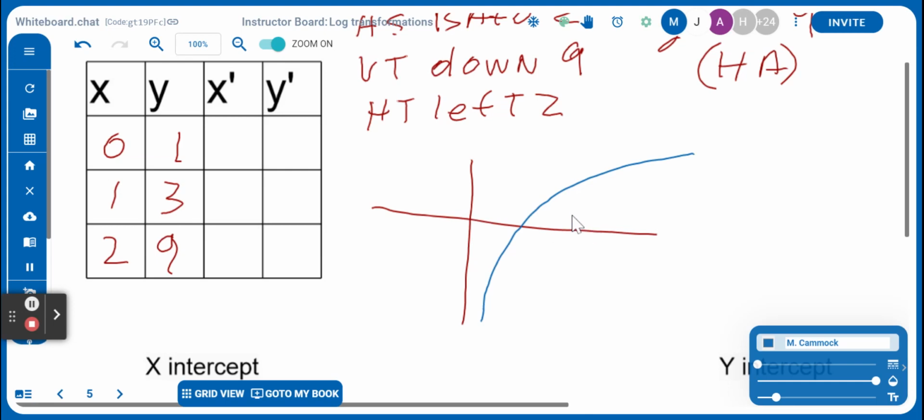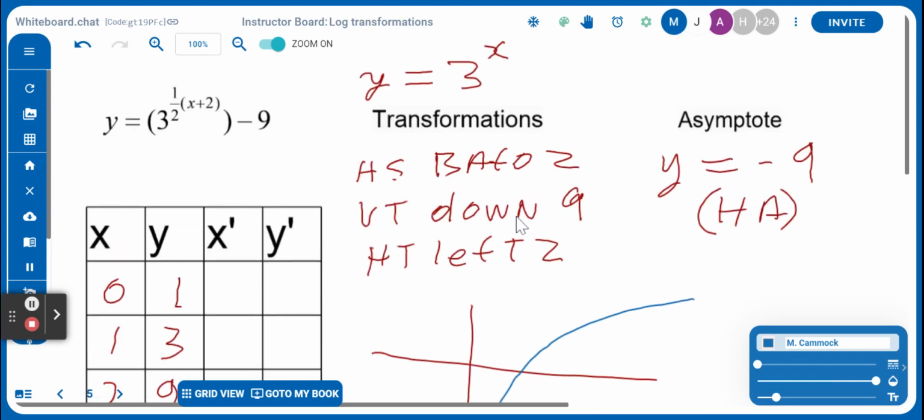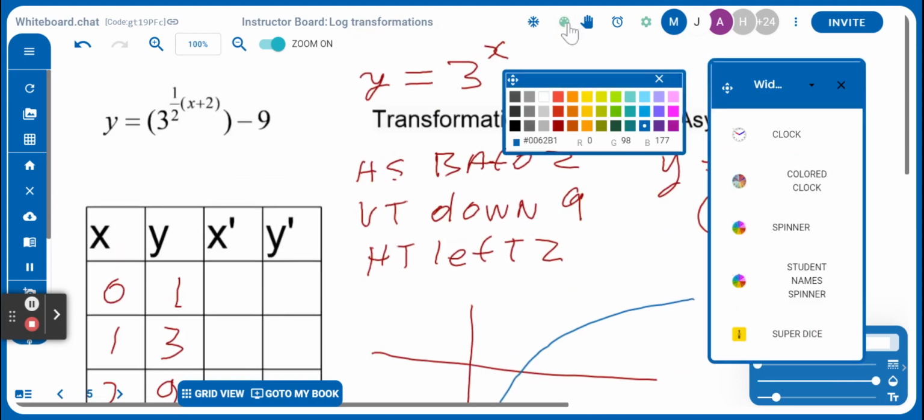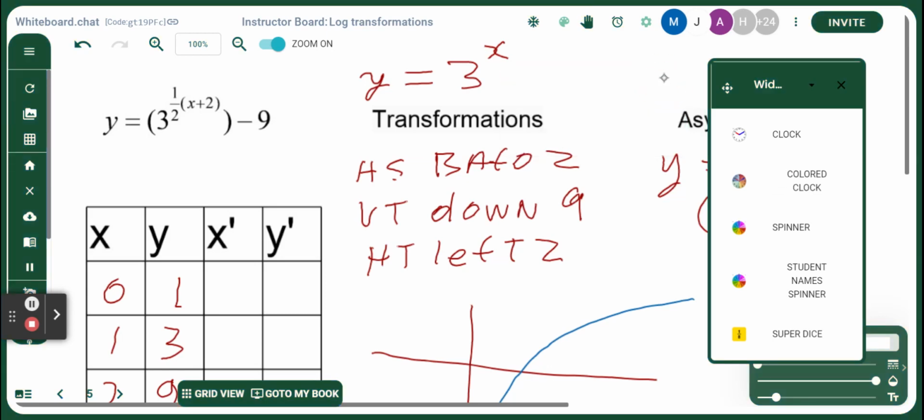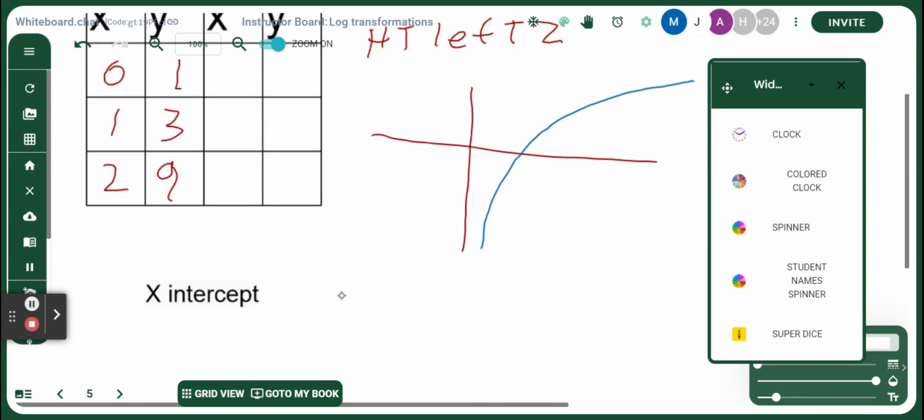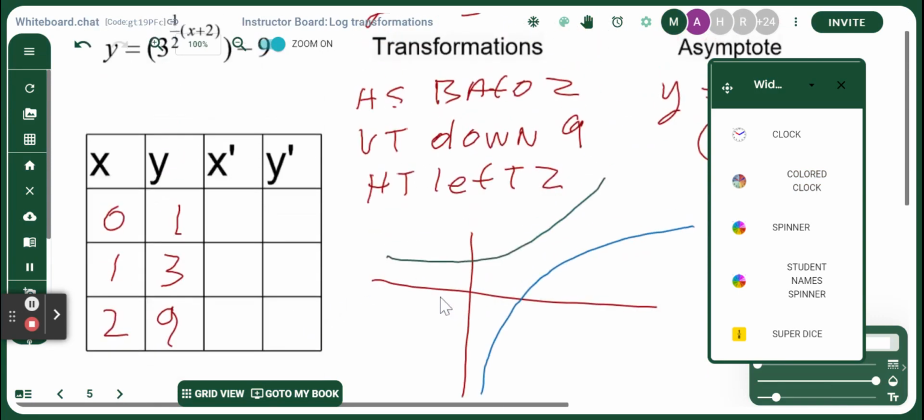Now, if you're looking at an exponential function, I'll put that in a different color, a dark green line. An exponential function looks something more like this. Now, this does have a restriction on the range because it doesn't go below that horizontal asymptote, but it doesn't have a restriction on the domain. It goes forever to the left and forever to the right.